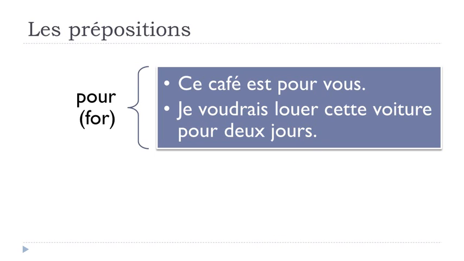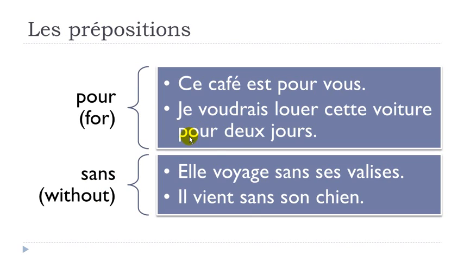Okay, second preposition or next one, sans, and it means without. Okay, so two examples. Elle voyage sans ses valises. Voyager is to travel, so she travels, sans, without, ses valises, her luggages. Il vient sans son chien. Venir here is to come, so he comes, sans, without, son chien, his dog. Okay?